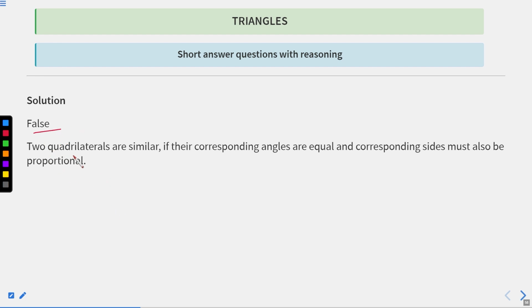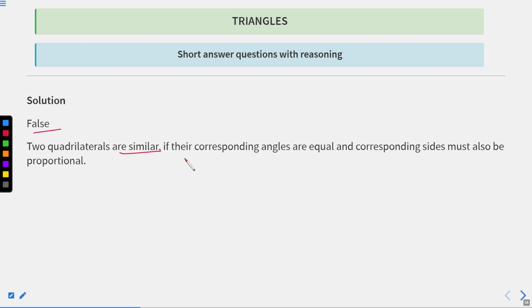Two quadrilaterals are similar if their corresponding angles are equal and their corresponding sides are also proportional. But in this question, we are only given that their corresponding angles are equal, and we are not given any information about their corresponding sides.